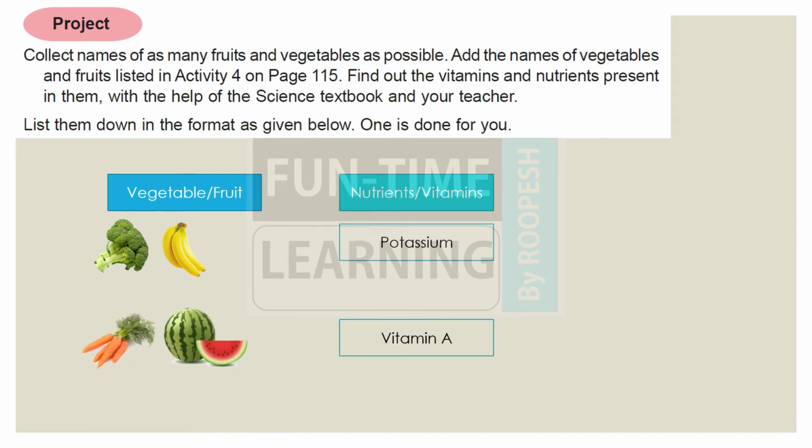And here we have our favorite carrot and watermelon. So these two, one vegetable and the other fruit, contain vitamin A. This is what you have to do. You have to extend this list.